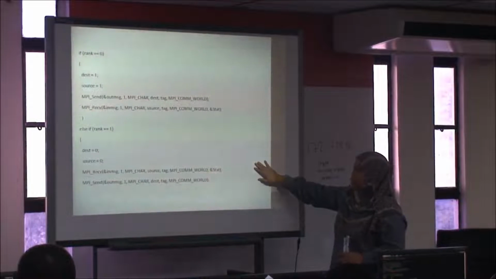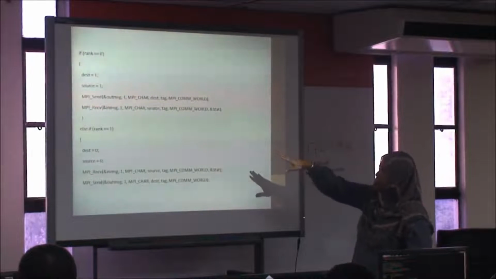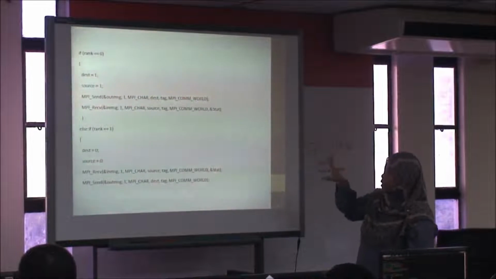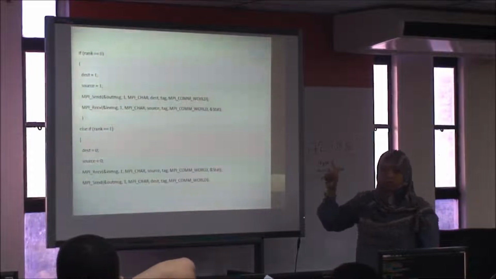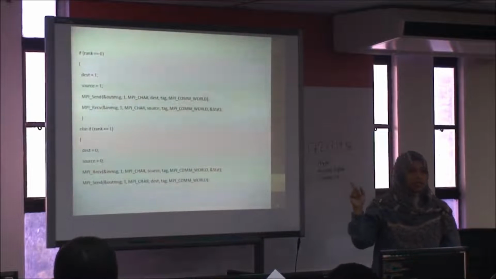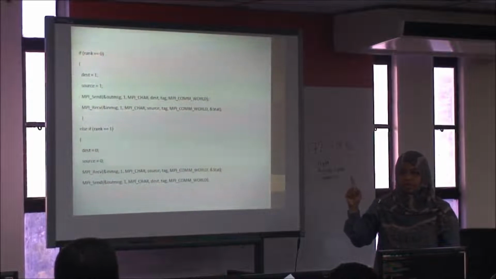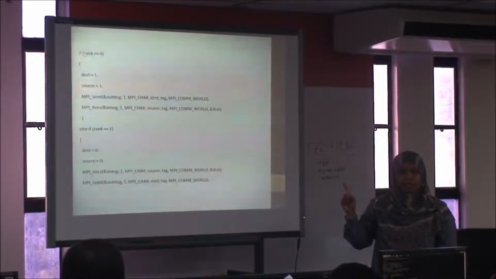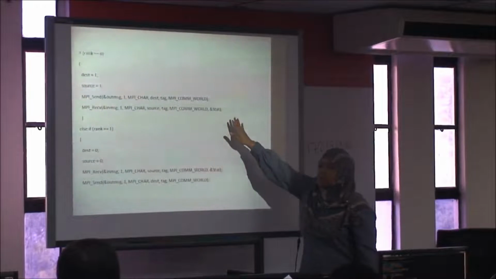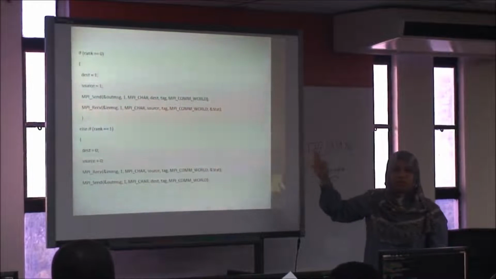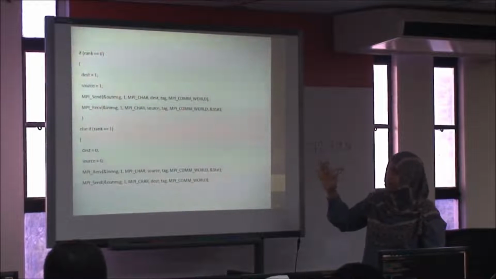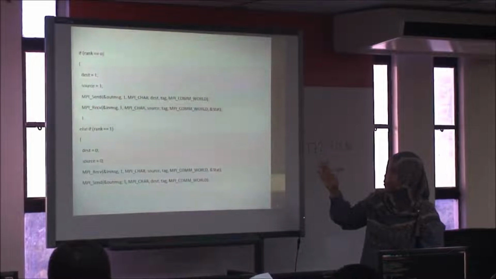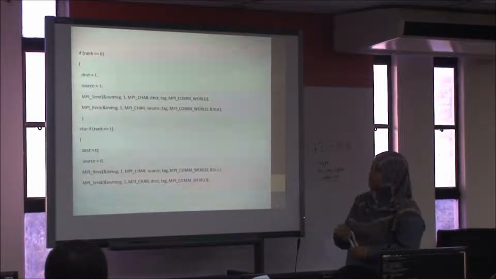So what is this actually? Okay, I'll try to explain. In this part, if rank equals 0, who's going to read this? Only processor 0, right? Processor 1 will not read this because we put if rank equals 0. And then we read destination is 1, source is 1.